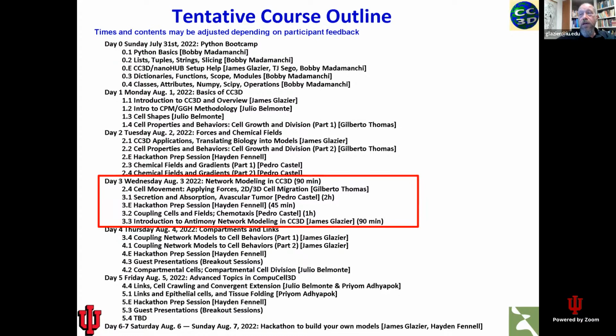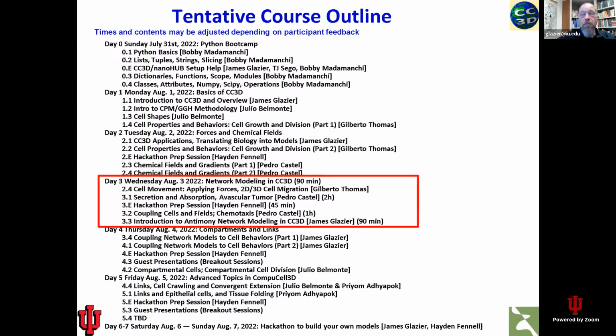Today we have, again, Gilberto talking about applying forces to cells and 2D and 3D cell migration. This was a topic that was asked about a lot in the past few days. Pedro will talk about secretion and absorption and the avascular tumor spheroid. We'll have a session of lightning talks and hackathon prep. We'll have a talk on coupling cells to fields via chemotaxis, so chemically defined cell movement.